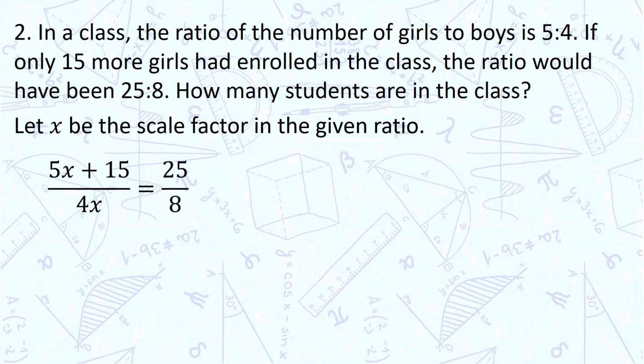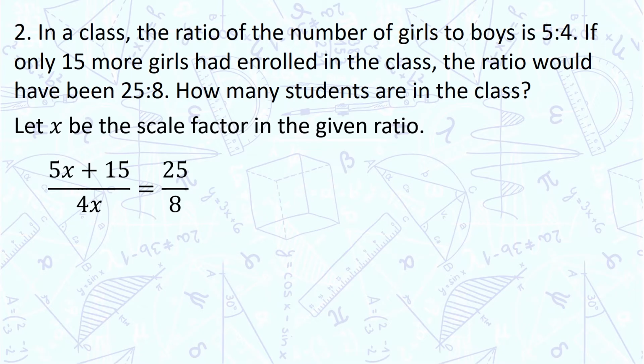Initially, it's 5x to 4x. But the problem says if only 15 more girls had enrolled, so we add 15 to the girls. That will be 5x plus 15 to 4x. The ratio would have been 25:8. So we have this equation, (5x plus 15) over 4x equals 25/8.